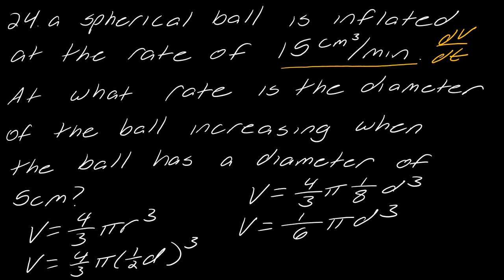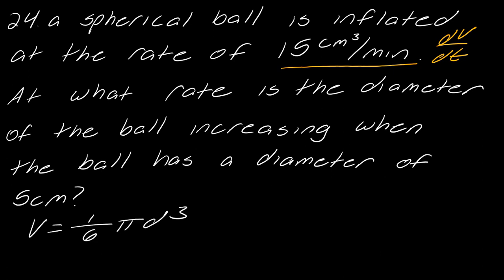Okay, so let me clear a little space. We're talking about the rate of the diameter. So ultimately what we're looking for is dD/dt. I'm going to call this capital D, just so that we can tell the difference between these things. So I'll call these capital Ds. Okay, so we are trying to find the rate that the diameter is increasing when the ball has this diameter.